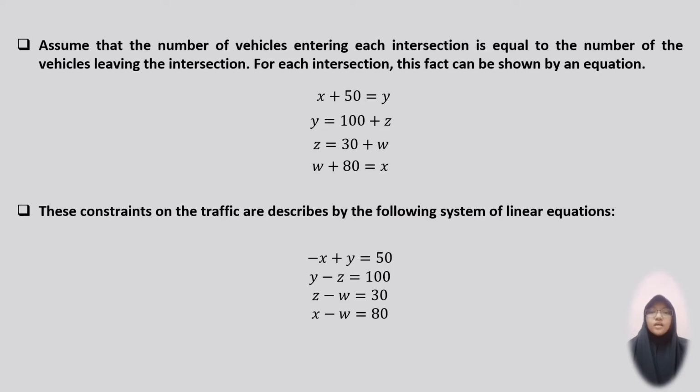x plus 50 equals y. Second equation, y equals 100 plus z. Third equation, z equals 30 plus w. As for the last one, fourth equation, w plus 80 equals x. So, these constraints on the traffic are described by the following system of linear equations: negative x plus y equals 50, y minus z equals 100, z minus w equals 30, and the last equation, x minus w equals 80.